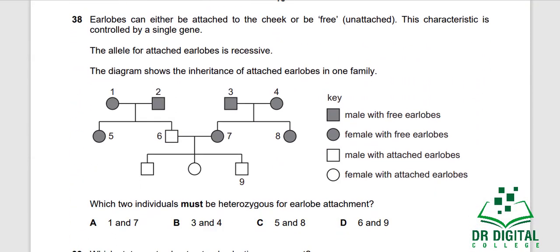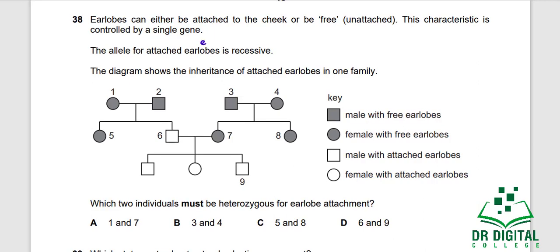In question 38, earlobe can either be attached to the cheek or be free, unattached. This characteristic is controlled by a single gene. The allele for attached earlobe is recessive, so we can make it small e. Okay, the diagram shows the inheritance of the attached earlobe in one family.